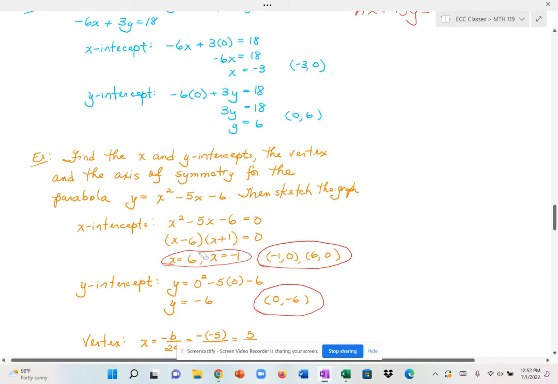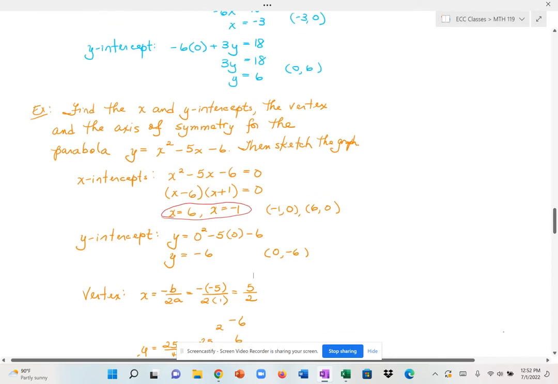And the vertex is when I need to use the formula that I mentioned a couple minutes ago. And that is that you can find the x-coordinate by plugging it into negative b over 2a. In this equation, the a is 1, that's the coefficient of x squared. The b is negative 5, the coefficient of x, and the c is the constant. So when I plug in here, it'll be negative 5 over 2 times 1, which is 5 halves.